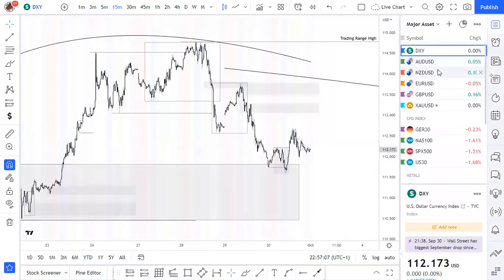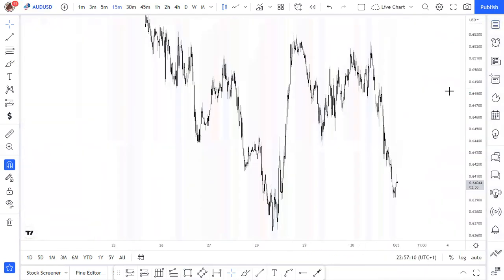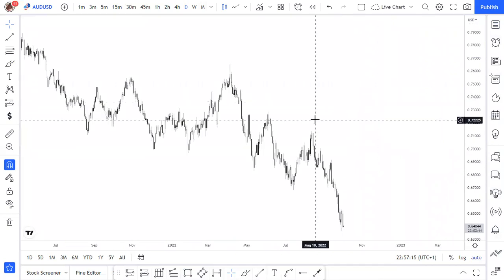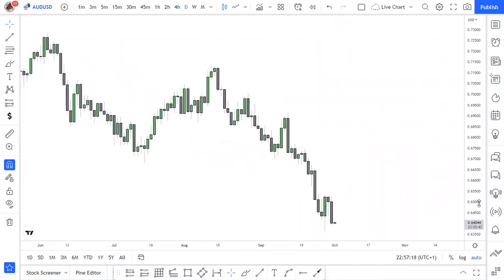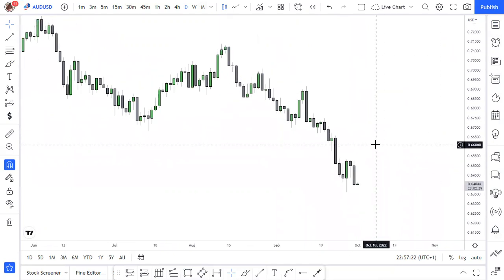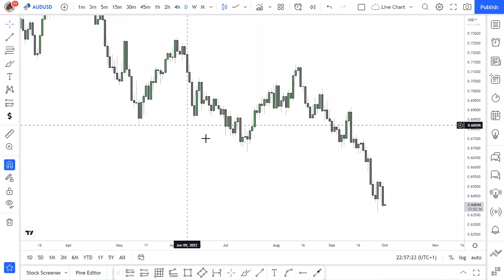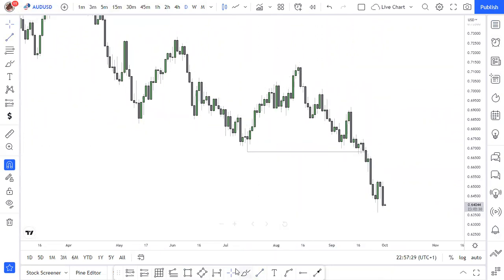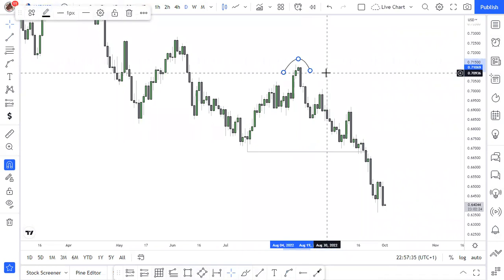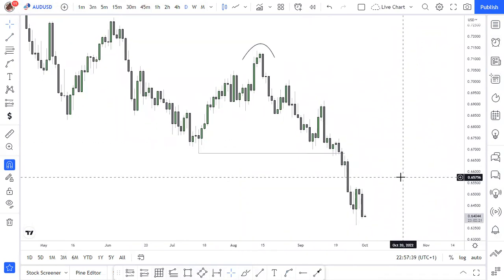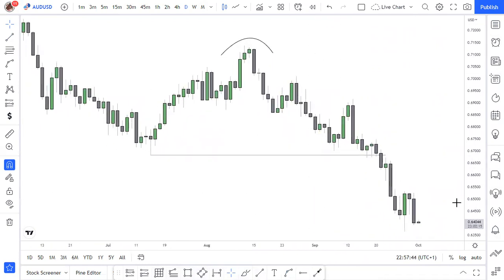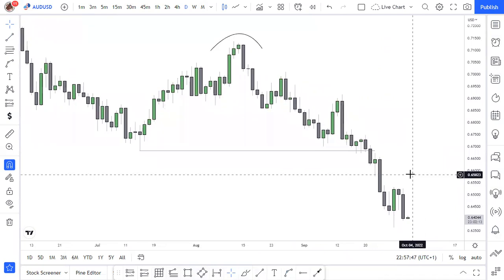So going over to the Australian dollar here, the daily time frame. I always start my analysis on the daily time frame. We can say that this is the last break of structure here, and this is the last lower high up here. Since we've gathered most of the information we need on the dollar index, we'll just try to speed some things up.